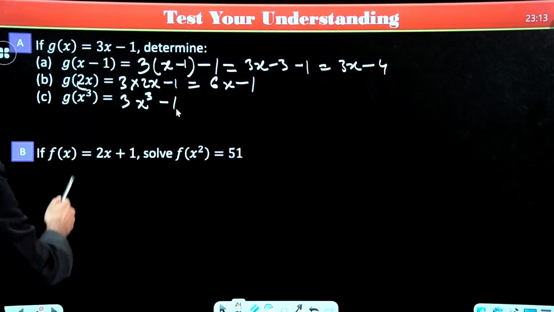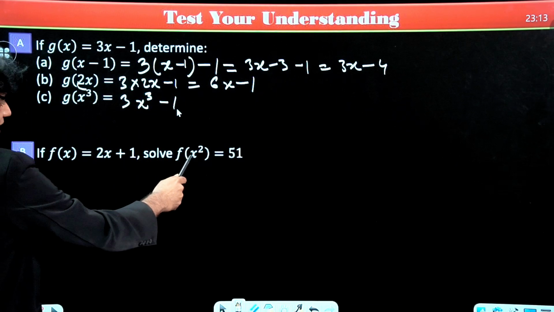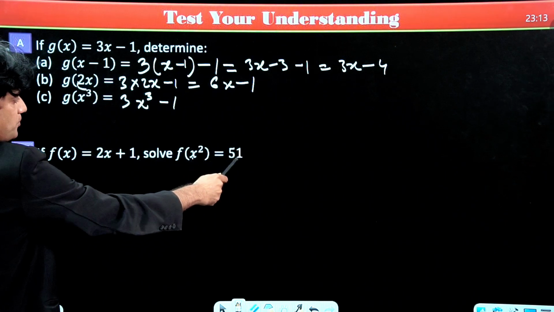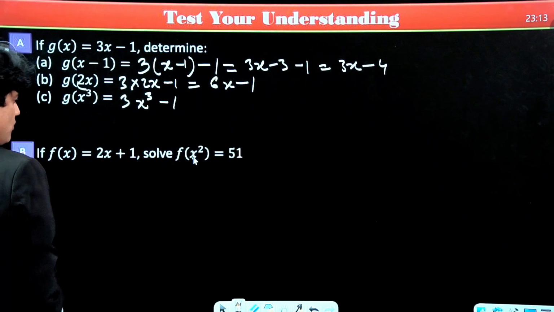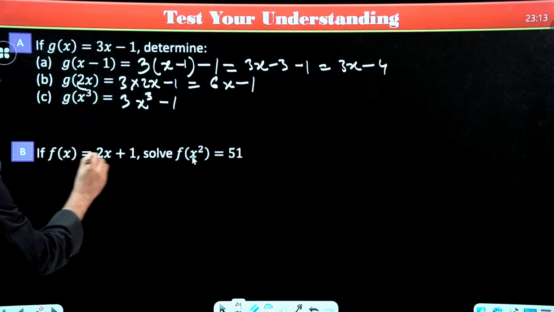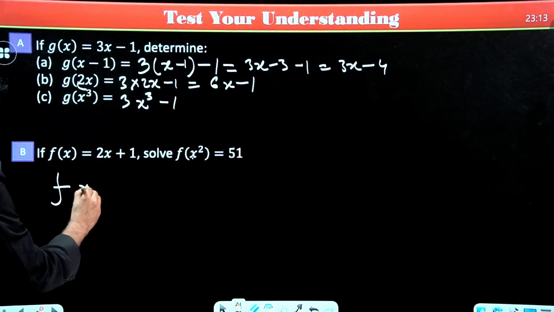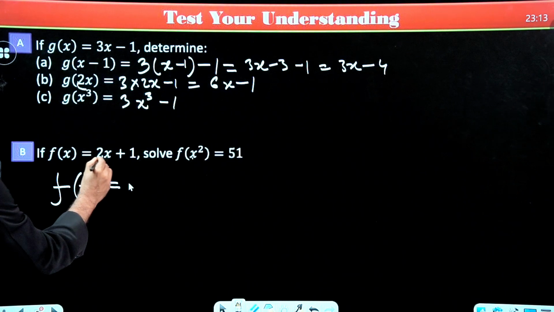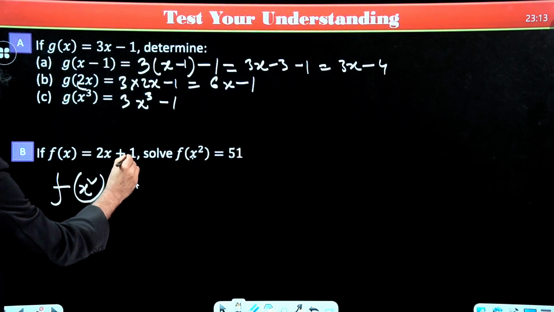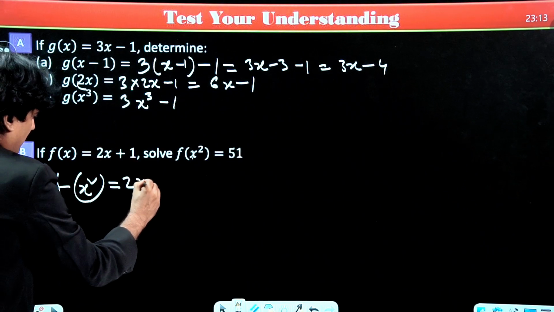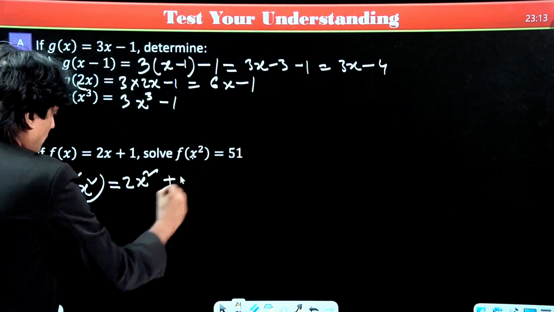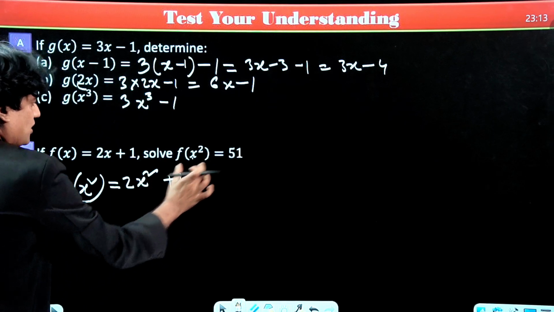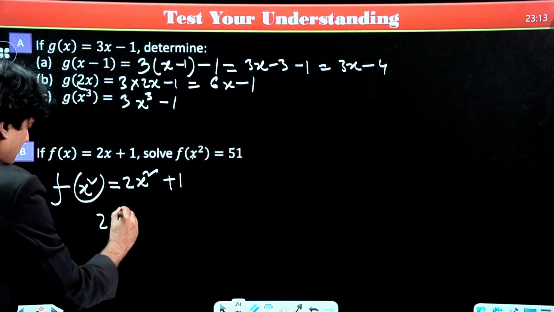And here in this example, the function is defined in this way. And you see that if the input is x square, then the output is 51. So we have to find the value of x. If f of x is 2x plus 1, then f of x square is, whatever we give as input, it gets doubled and then 1 is added. So 2x square plus 1. And this is equal to 51 according to the given condition.